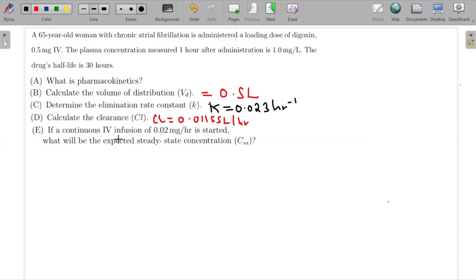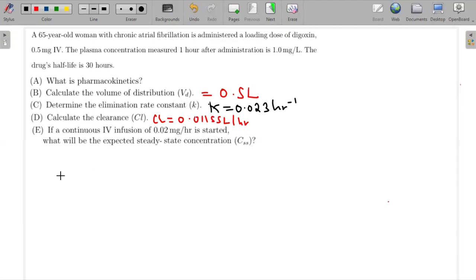So what is this steady state concentration? The steady state concentration is the drug concentration reached when the rate of the drug infusion is equal to the rate of the drug elimination. So if the rate at which someone is putting the drug into this patient is equal to the rate at which the drug is leaving that patient, the equilibrium that is reached there is what we are calling the steady state concentration.